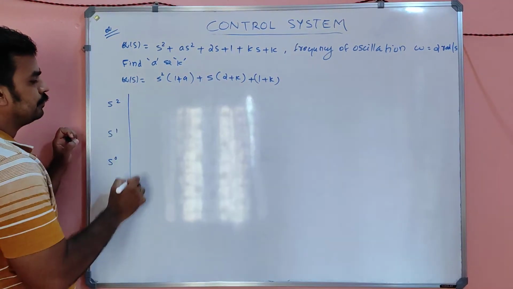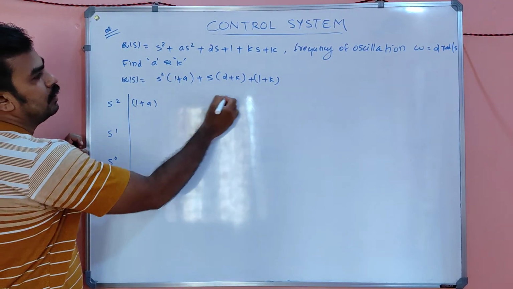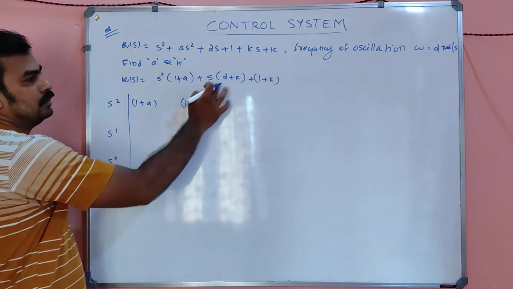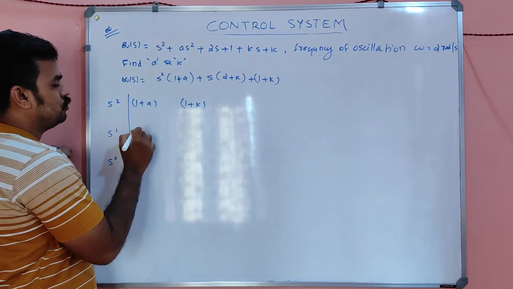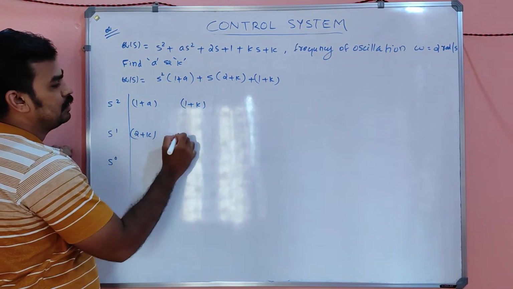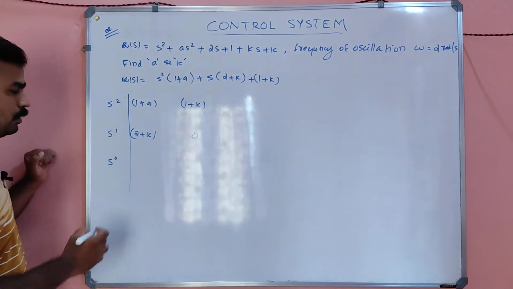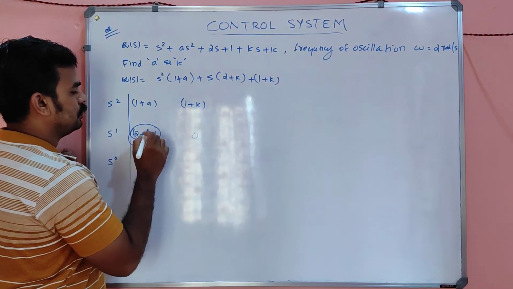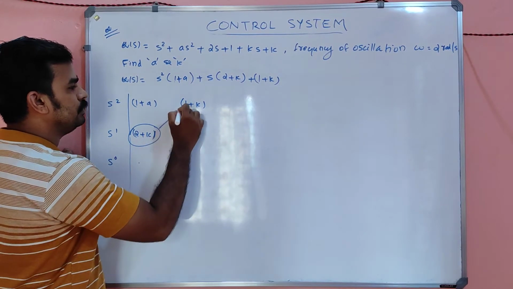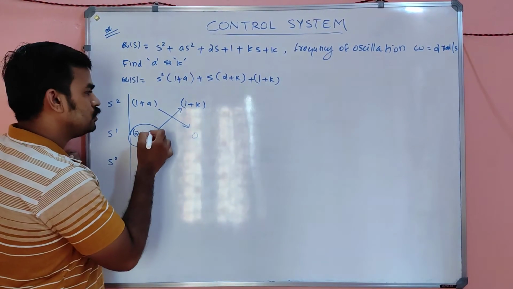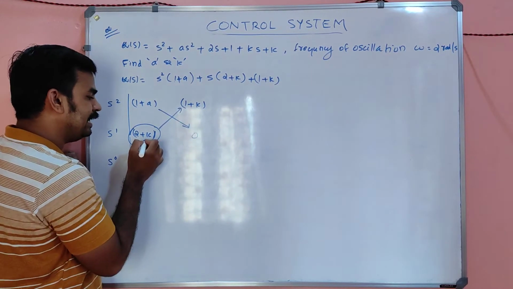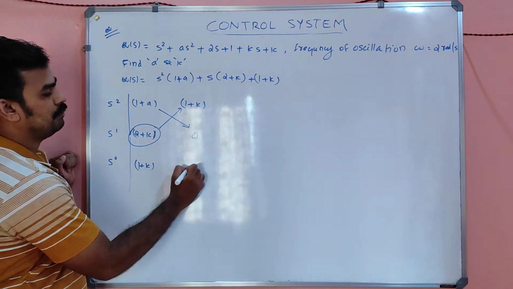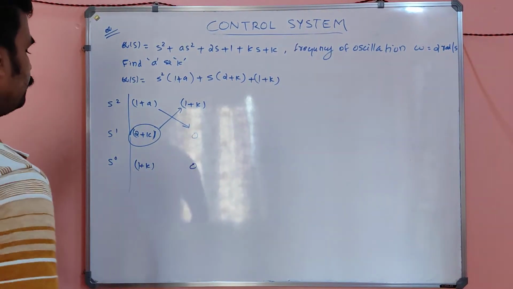So S square, S. It will become 1 plus A, alternate 1 plus K. This one and the alternate one. Skip this and go to next, so 1 plus K. Next one, 2 plus K, 0, there is no alternate. And what will be this element, my dear? It will become this into this minus this into this, divided by this. This is already 0, so remaining only will be 1 plus K. So 0. This is the simple Routh array.